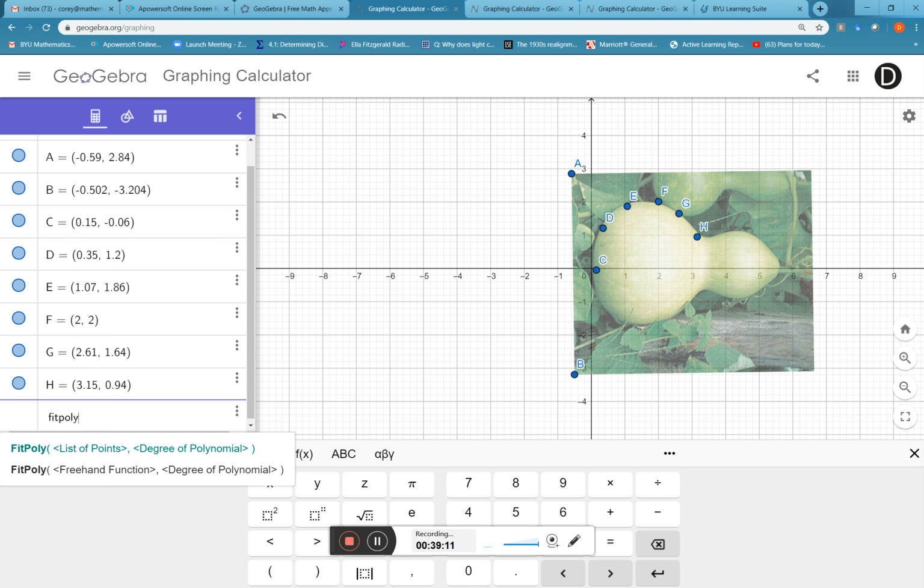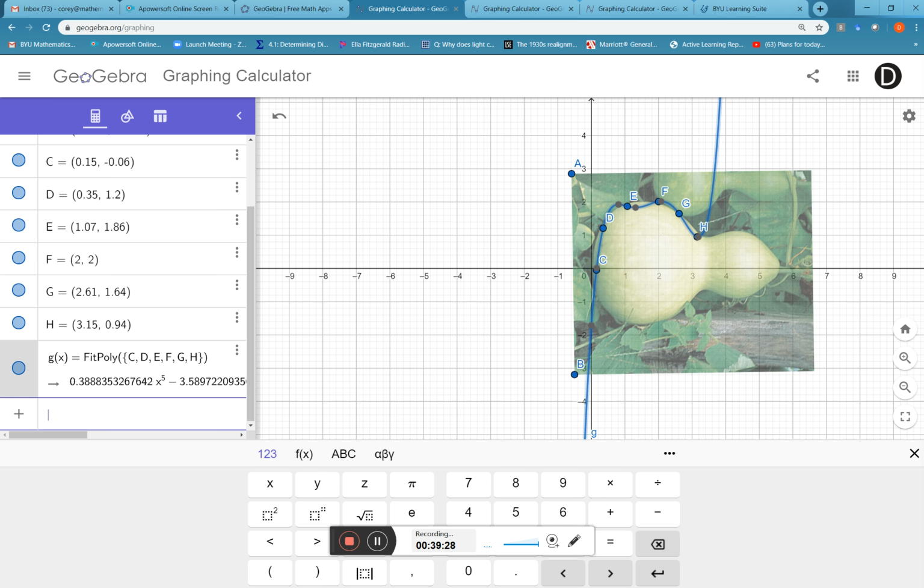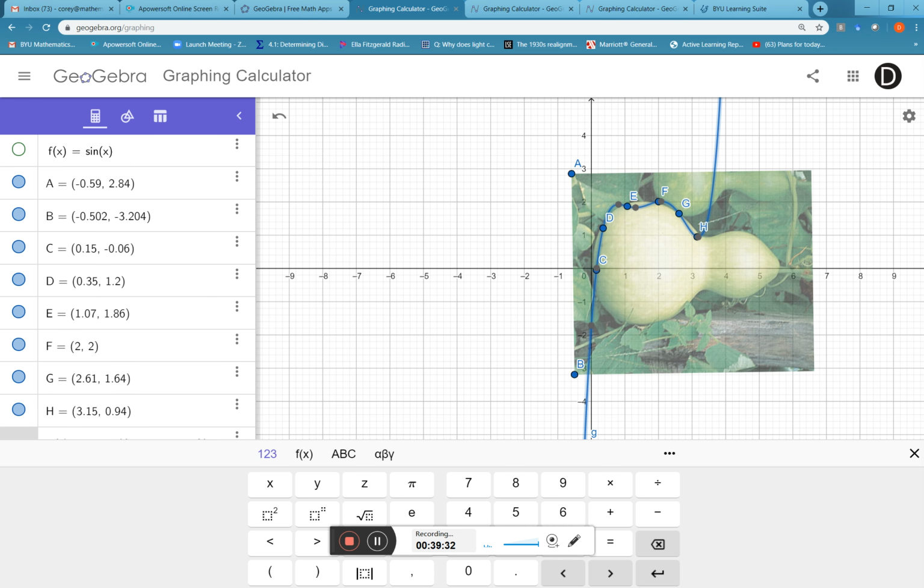I don't know why it's so slow. So what are my points? C, D, E, F, G, H. And we wait. And there we go. And then I'm going to move some points around.